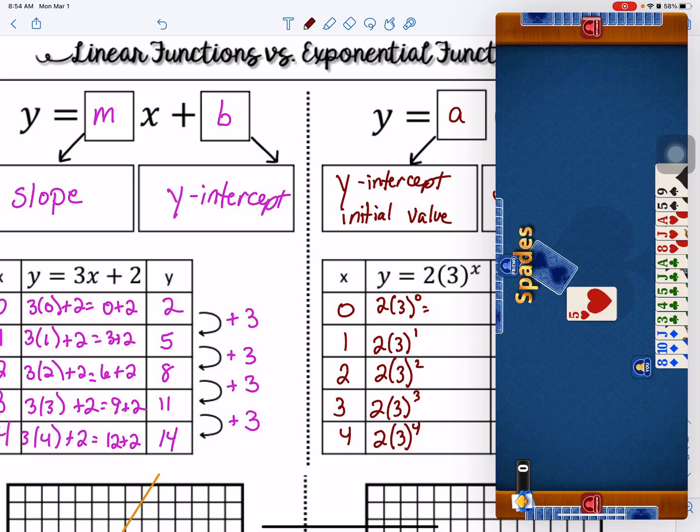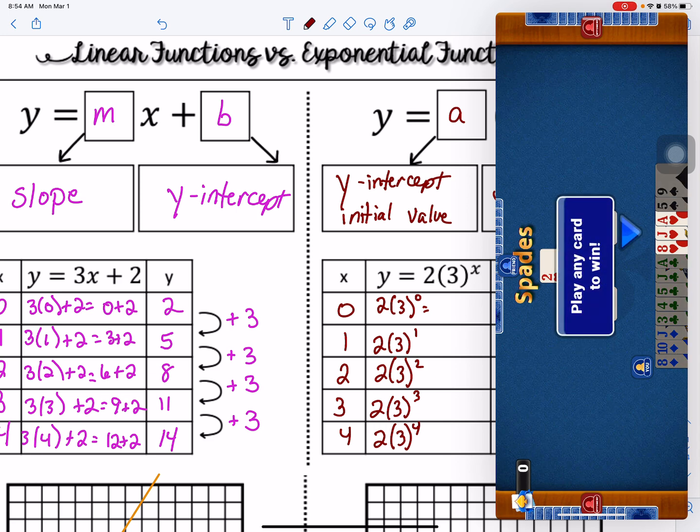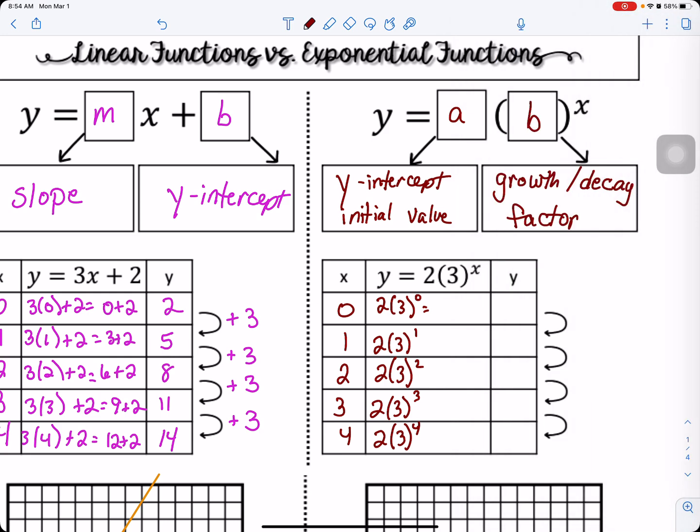Oops, we get an ad. But 3 to the 0 power is just going to end up equaling 1. Not seeing where I can close this out. Let's just get rid of it.